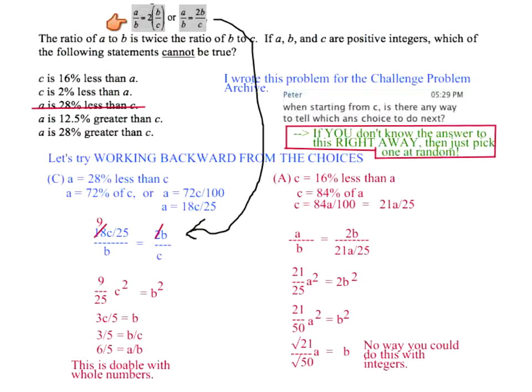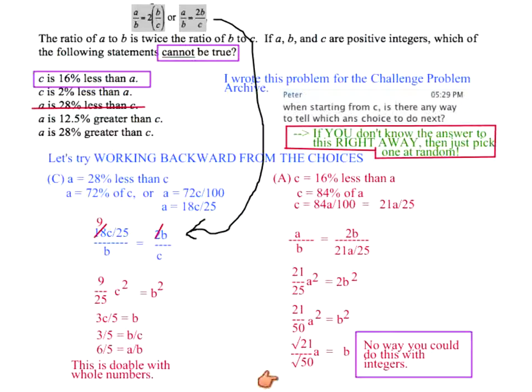Maria, not really. You'll have to wait for it to show up in the challenge problem archive. But that'll be a nice opportunity for you to sit and play with it for a little bit. This is already a solution. We're done. We solved it, right? Because this is impossible with integers. So if you're asking what's the answer to the problem, the answer is the first choice, because you can't have integers that are rad 21 over rad 50 times another integer. The other solutions with algebra and whatnot will be in the challenge archive.